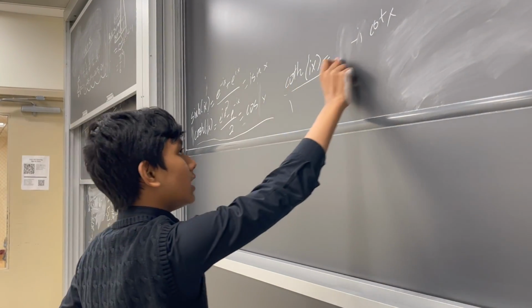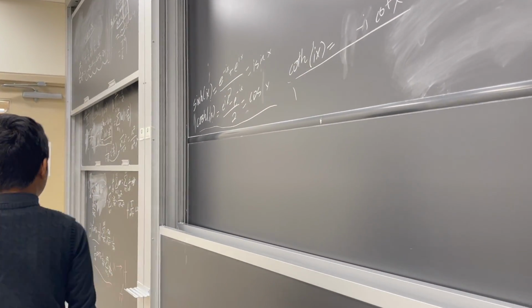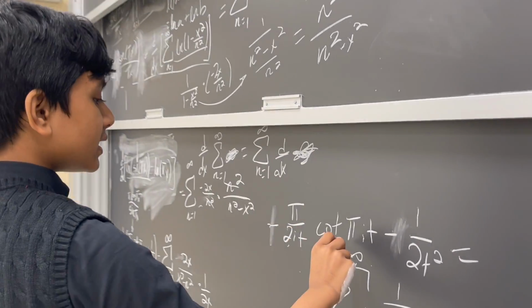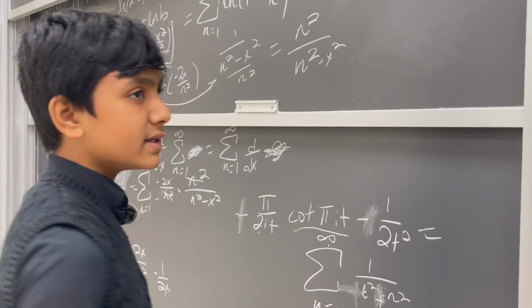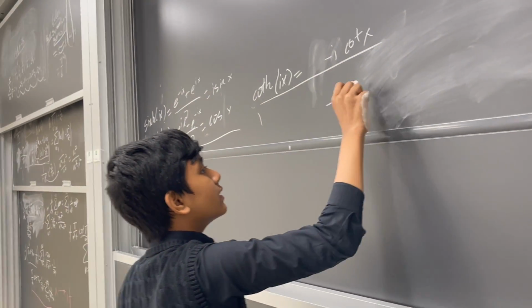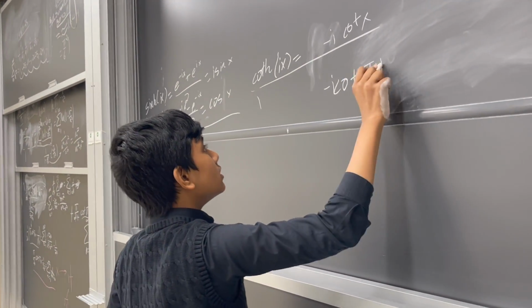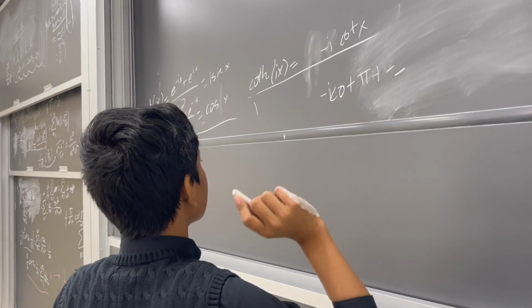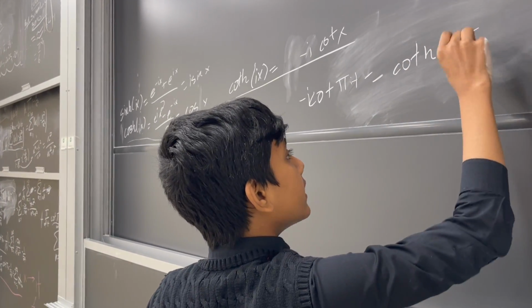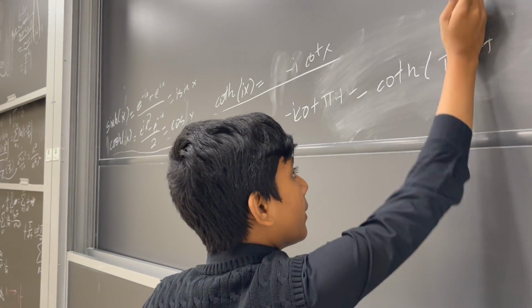So this is a relation that we can use. Now, when it comes to this, we actually have cotangent of pi it. So let's plug that in. So minus i cotangent pi it should be equal to something like cos times pi i squared t, or minus pi t.